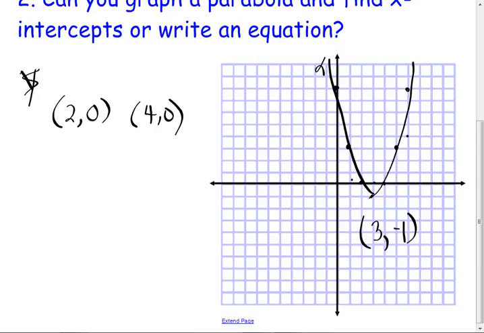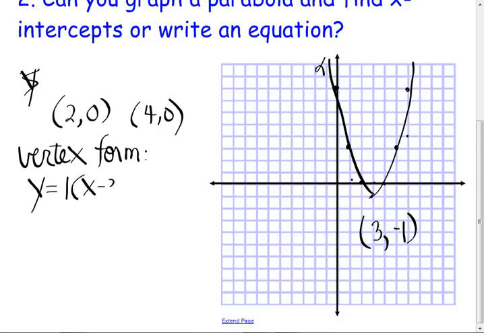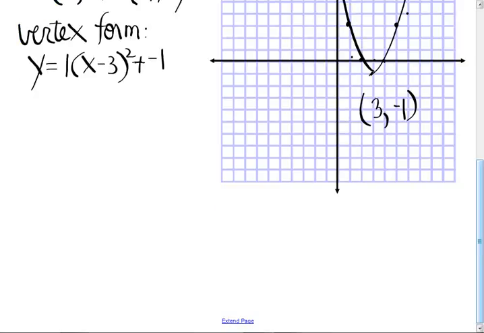Can you write this in vertex form now? Yes. We're going to do that in a second. But right now it's y equals 1 times (x minus 3) squared plus a negative 1, or minus 1. Now can I write this in factored form if I know what the x-intercepts are?